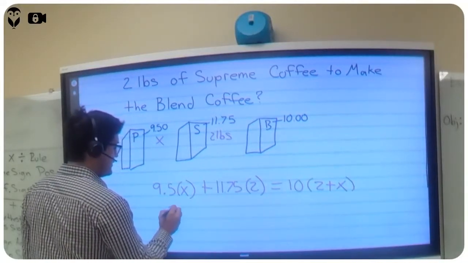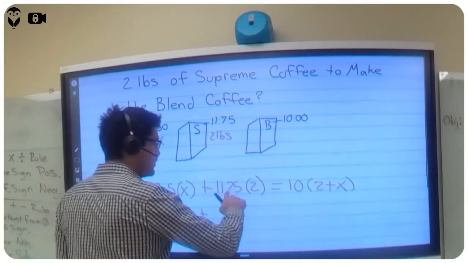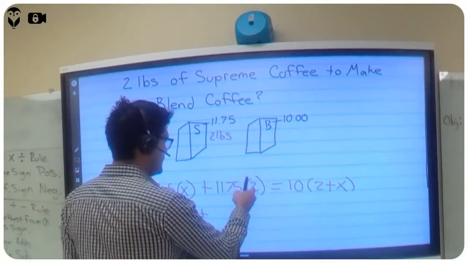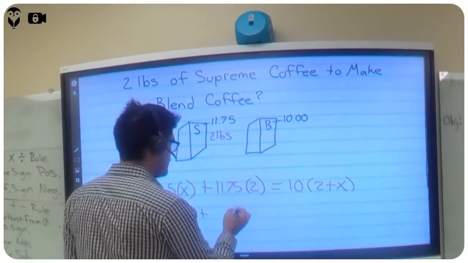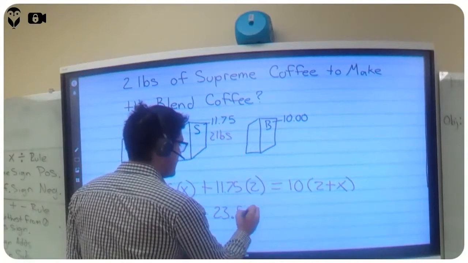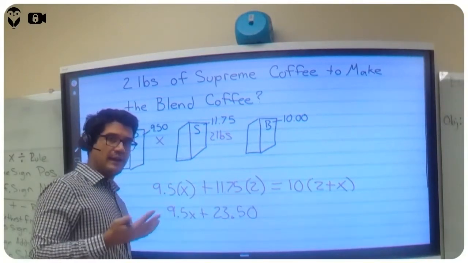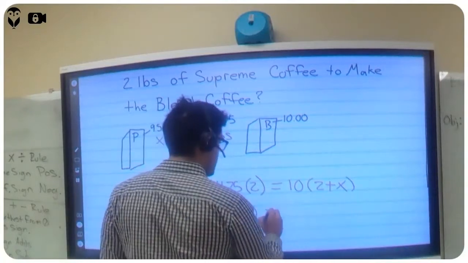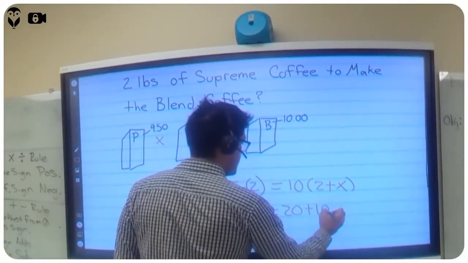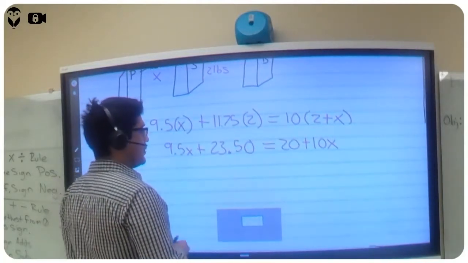Nothing happens there. 9.5x plus 11.75 times 2. I can actually have a whole number here. So it's going to be 22 plus $1.50, so $23.50. Just know that I'm multiplying. You don't have to know how I multiply so quickly. You just have to know that I am multiplying. Equals, that's going to be 20 plus 10x. Here we go. We have a little bit of a multi-step equation here.